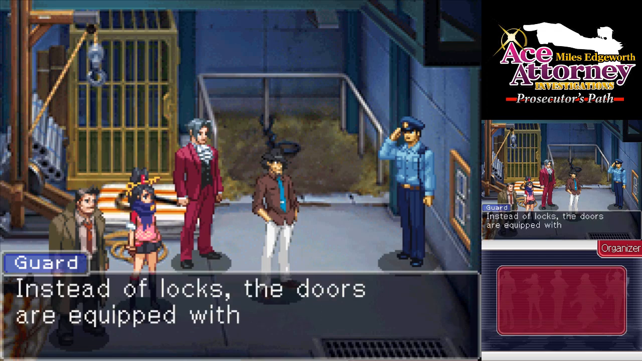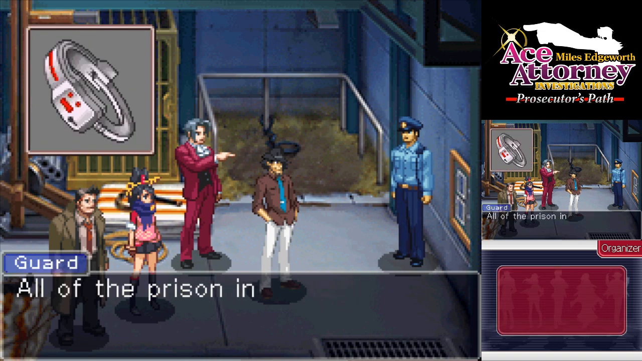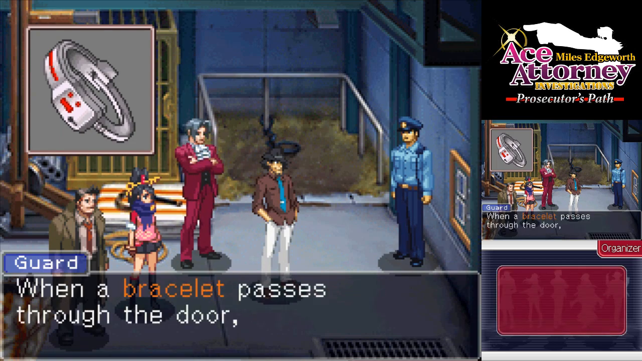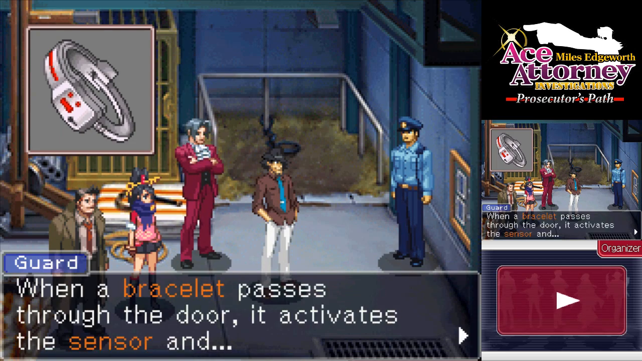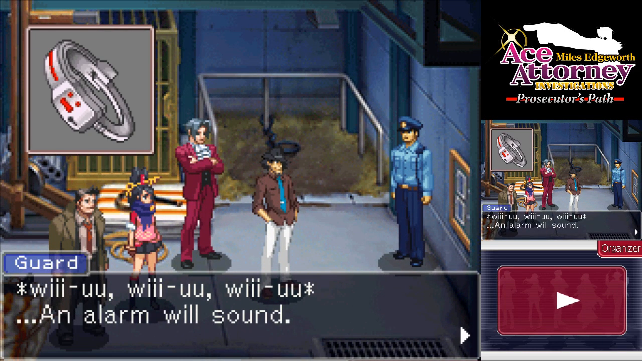Instead of locks, the doors are equipped with sensors. What do you mean by that? All of the prison inmates are wearing electronic bracelets. When a bracelet passes through the door, it activates the sensor and... wee-oo, wee-oo, wee-oo. An alarm will sound.